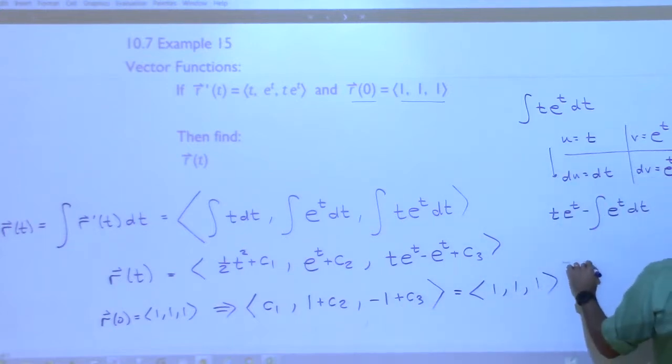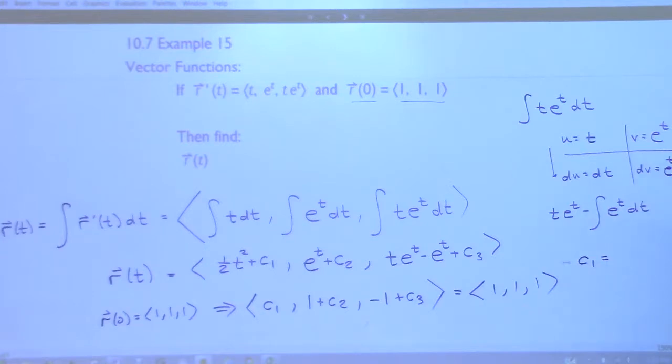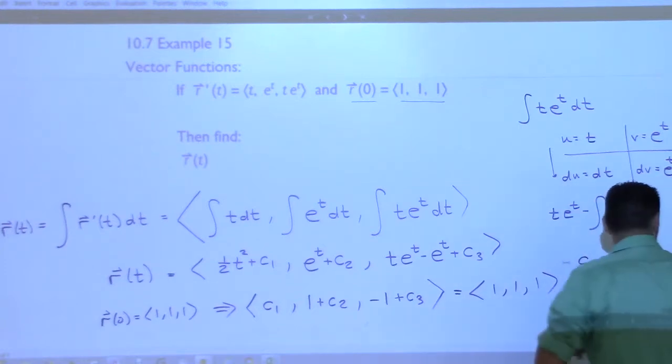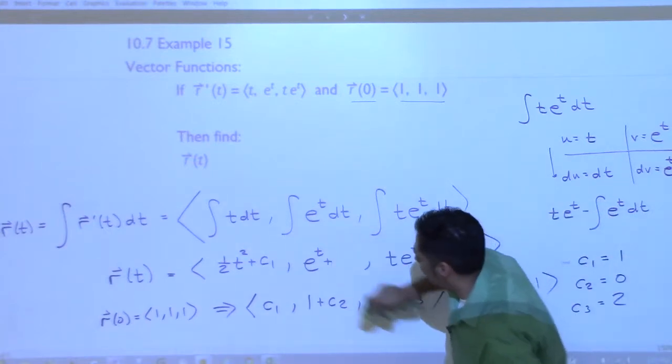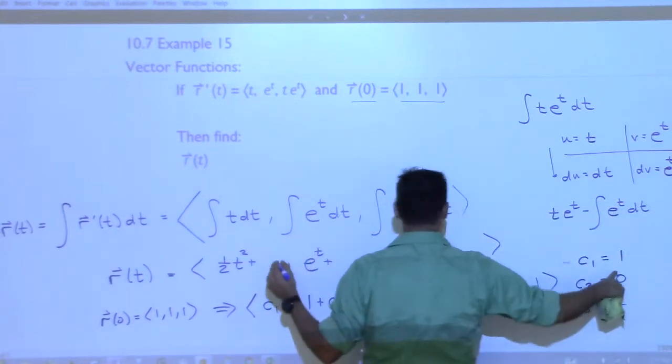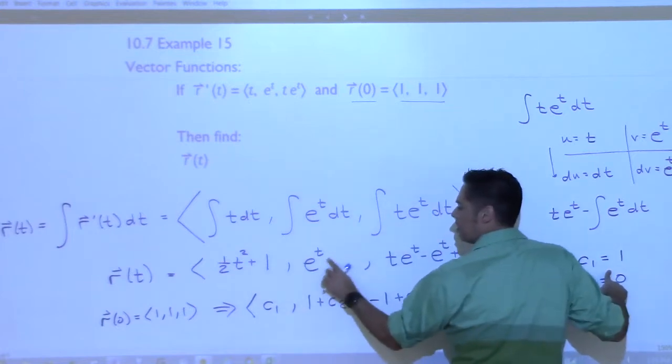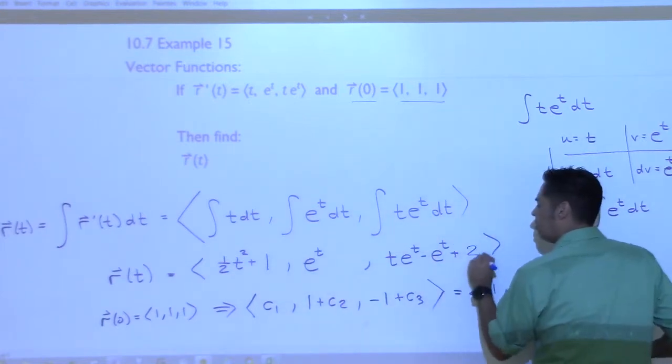So I think we can do it without even looking here, without doing anything other than looking. Yeah, okay. So what's C1 have to be? 1. C2 would have to be 0. And then C3 would have to be 2. And so what we can do is go back to get our final answer, because this is not our answer. Our final answer would be rewriting this r of t again, but now replacing these constants with what they are. So we have 1. This one was 0, so I can just leave it as e to the t, and then this one has to be 2.